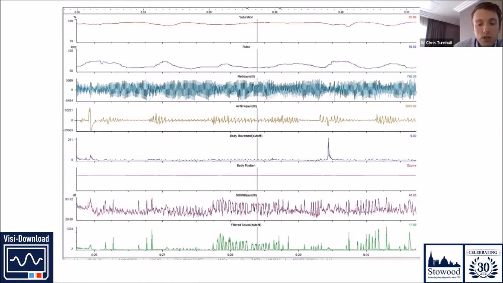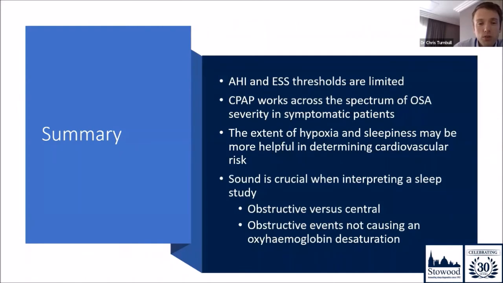So I think what I wanted to summarize by saying was that the current threshold-based approach that we have is very limited, particularly when we have a treatment, our mainstay of treatment, which works across the spectrum of severity of OSA. Therefore, what we should be aiming to do with our assessment is to identify with a very good history whether someone has a clear history suggestive of obstructive sleep apnea, and work out the impact that then has on their quality of life.